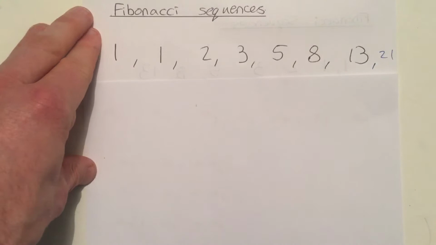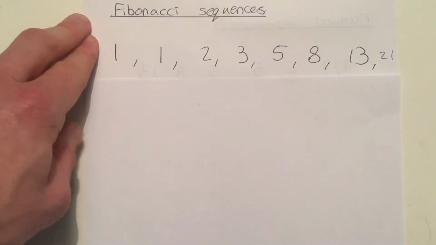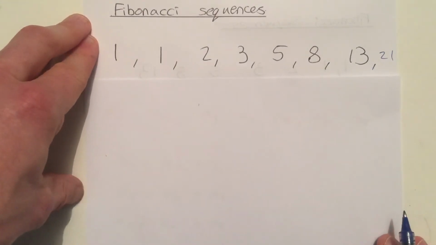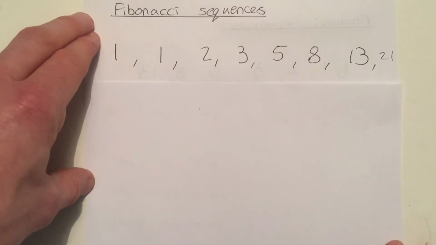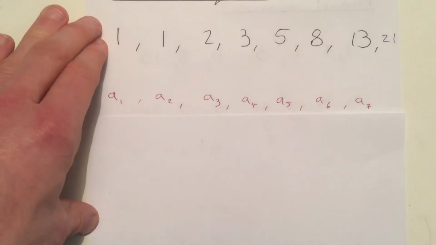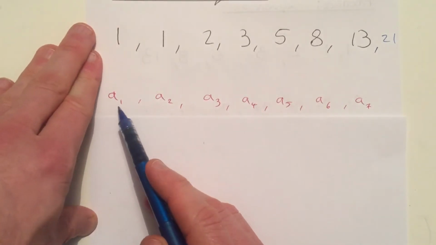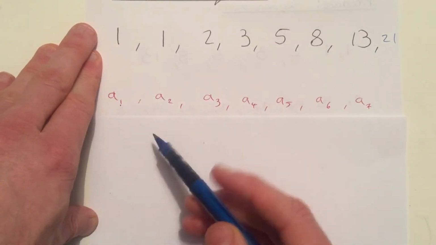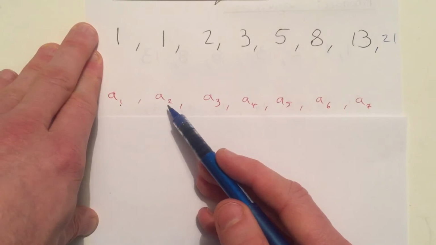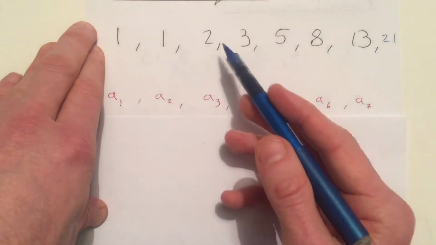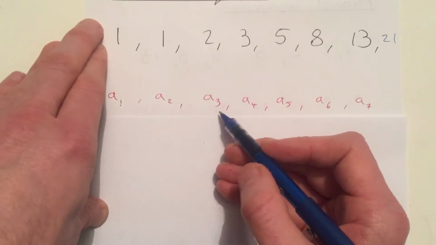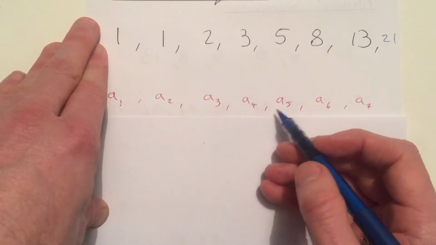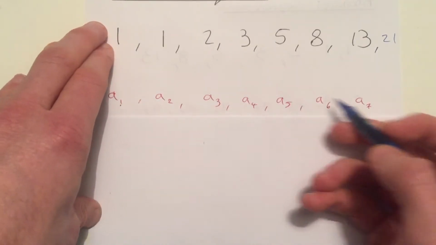But if we did want to write down the nth term for this, I'm going to explain some notation for a minute. I'm going to call the first term in this sequence a subscript 1. The next term, I'll call a subscript 2. The third term will be a3. a4 is the fourth number, a5 is the fifth number, and so on.